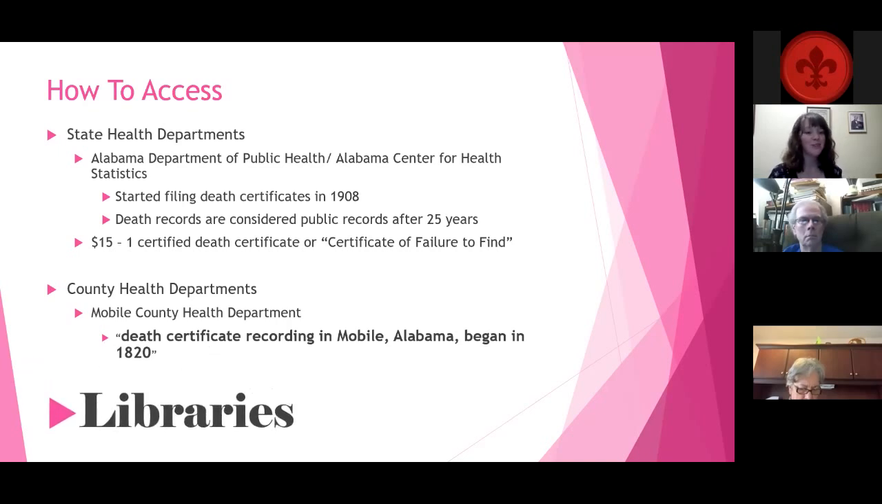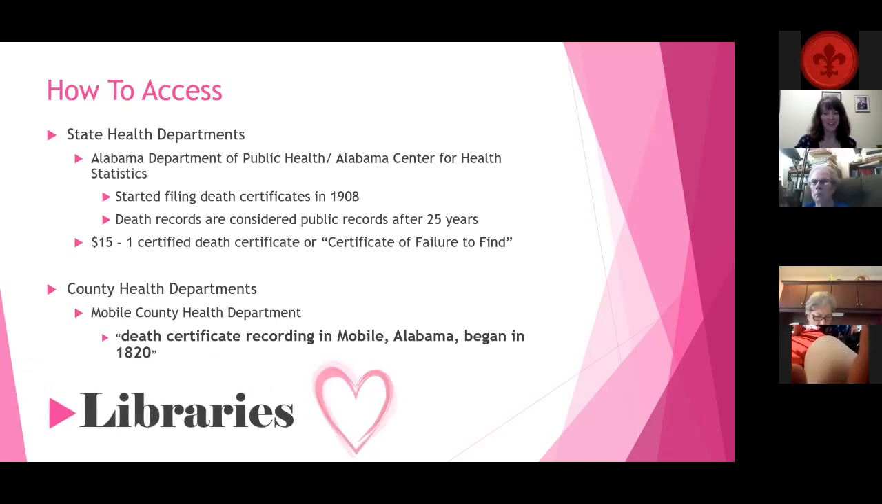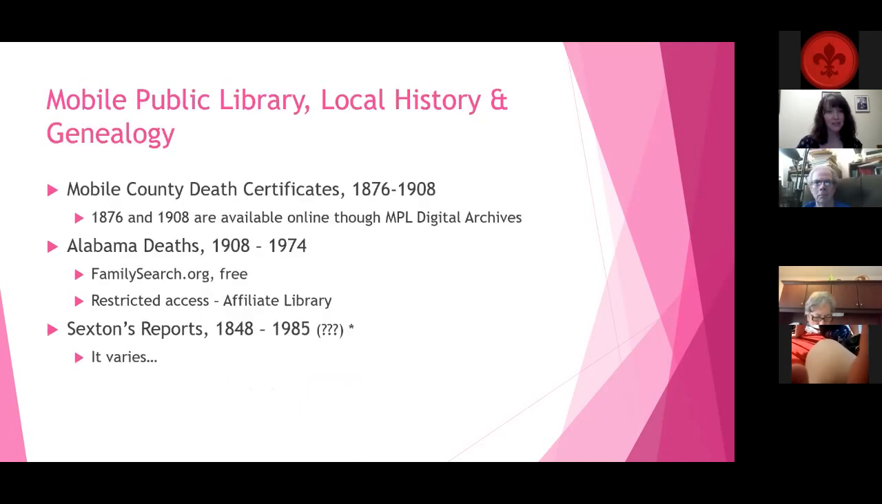You can also go to your local public library and see what resources they might have. And speaking of that, your Mobile Public Library Local History and Genealogy Division has many records here to assist you. We have Mobile County death certificates from 1876 to 1908. On the MPL Digital Archives, we uploaded all of the certificates for 1876 and 1908, but there's an index for any of the range between there.